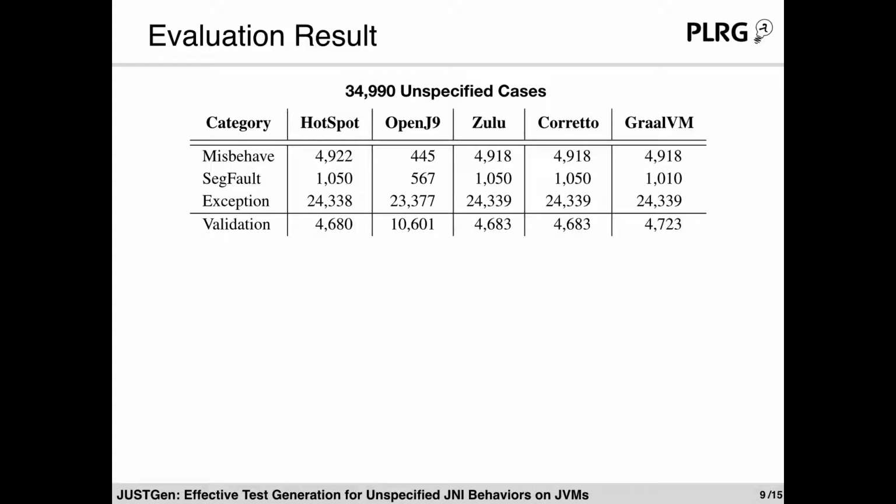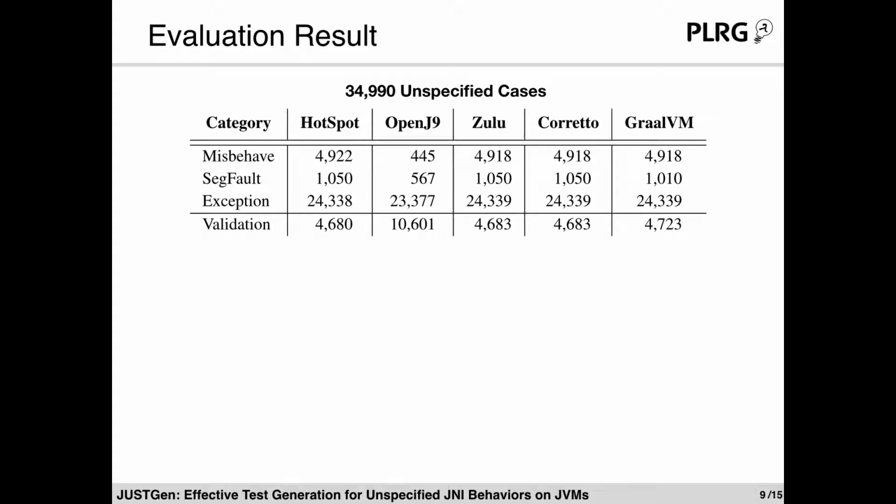The misbehave category represents that test cases terminate normally without any warnings or errors. Since behaviors of unspecified cases are not defined in the JNI specification, each JVM may produce different execution results. Seg4 represents that the test case causes a segmentation fault and crashes the JVM. The exception category represents that the JVM throws an exception while executing the test case.